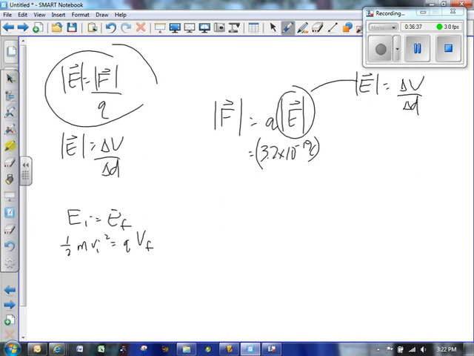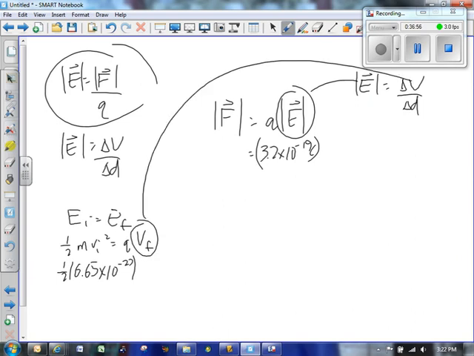Let's plug in our numbers. The mass of the alpha particle is 6.65, I think, times 10 to the minus 27. We don't know what vi is. And we can get V, plug it into there. We can get E, plug it into there, and solve for force. But we don't know what vi is. Anybody suggest how we might find the speed as it enters these parallel plates?